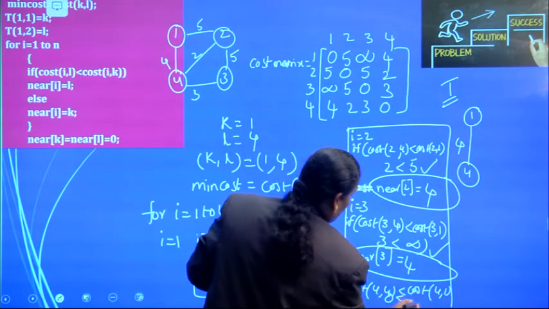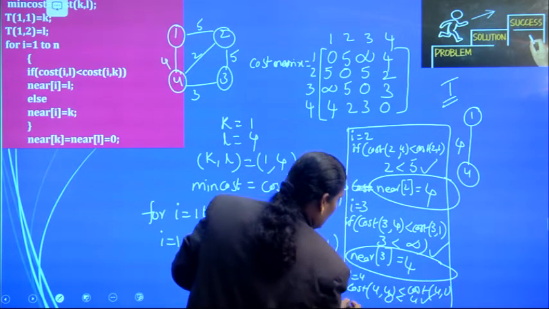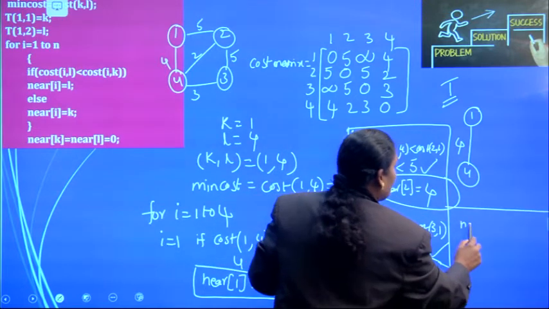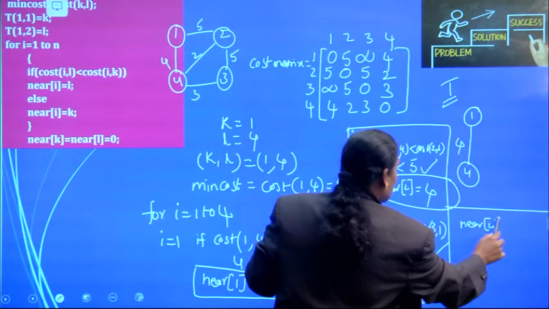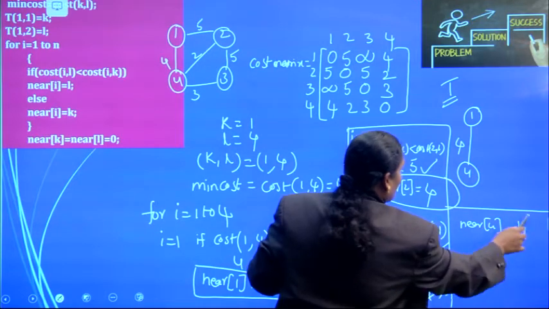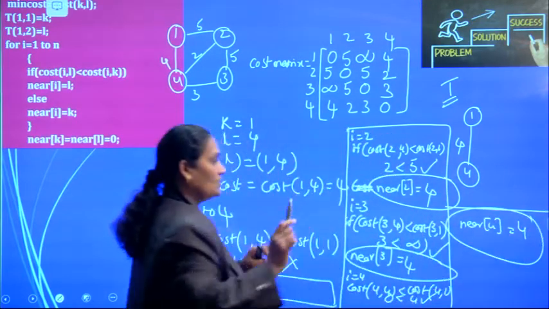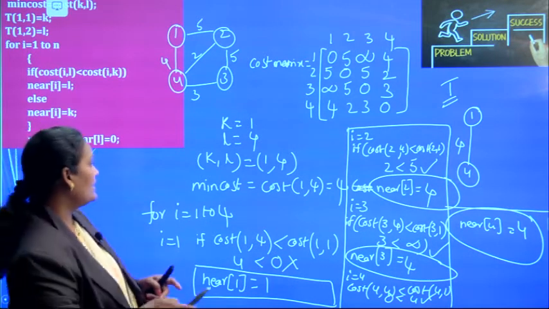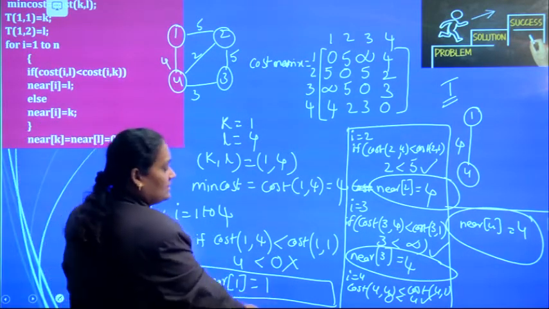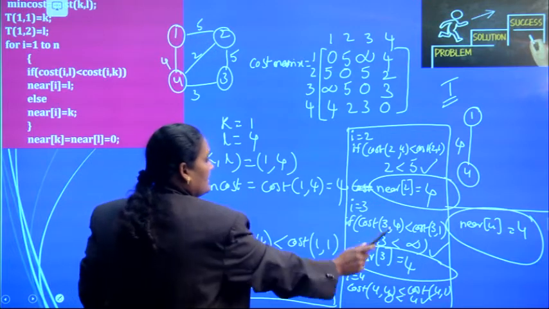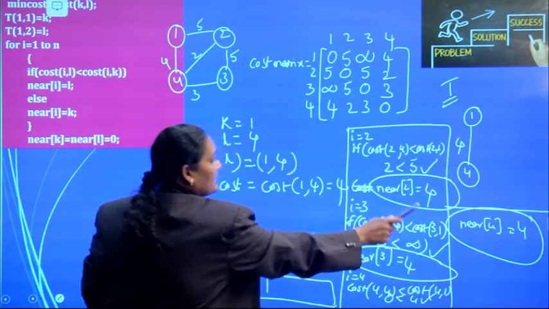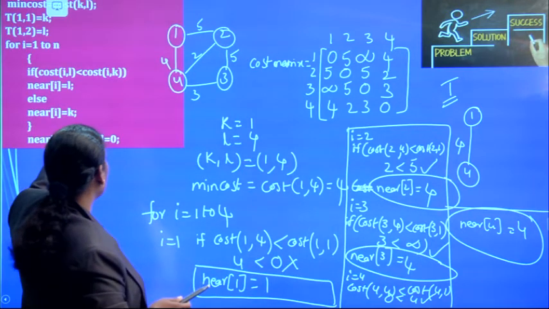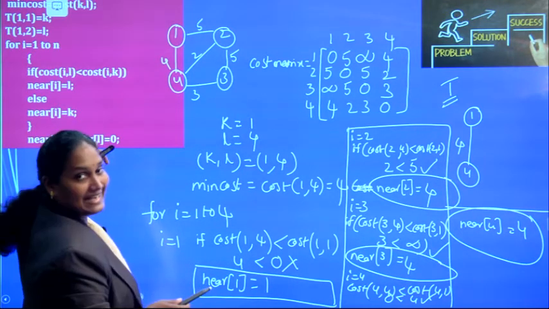0 less than 4. Yes, here also the condition is true, and near of 4 is equal to 4. Here I found the near values for all the vertices. Near of 1 is 1, near of 2 is 4, near of 3 is 4 and near of 4 is 4. Later, what we need to do? We need to make near of K as 0 and near of L as 0.